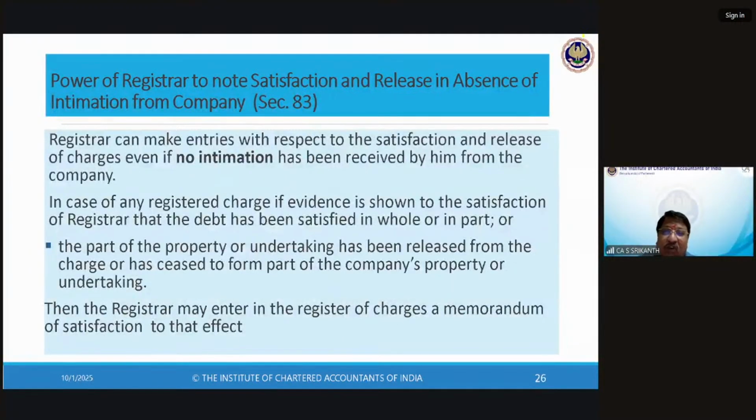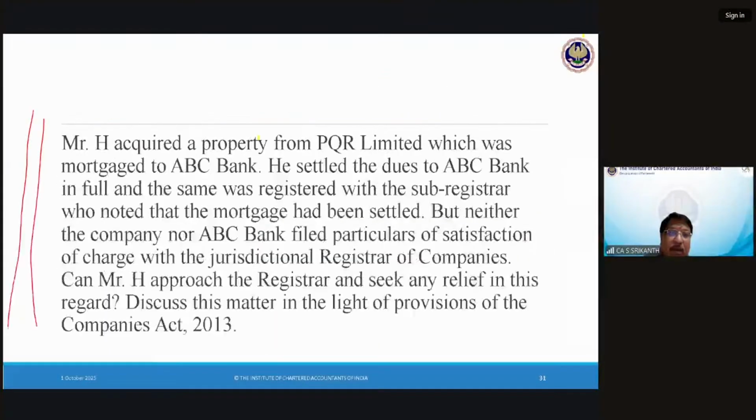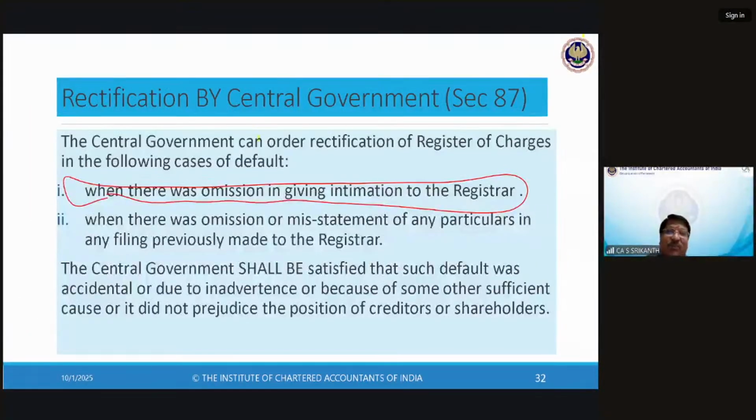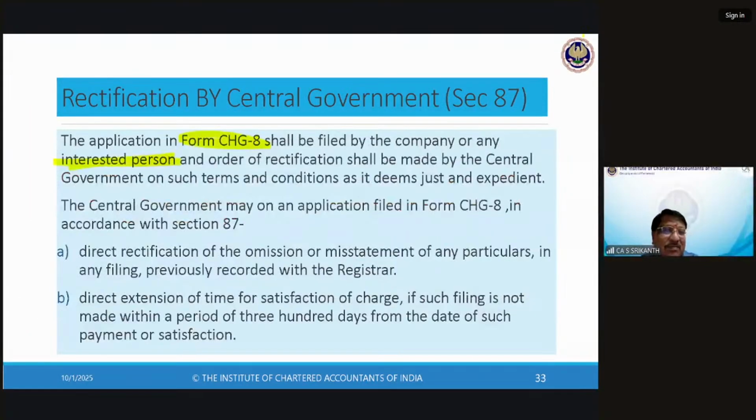83, there is no form. But for rectification, there is a form. 8. Application for rectification, form 8. CHG8. Okay. So, all are given. Very good.